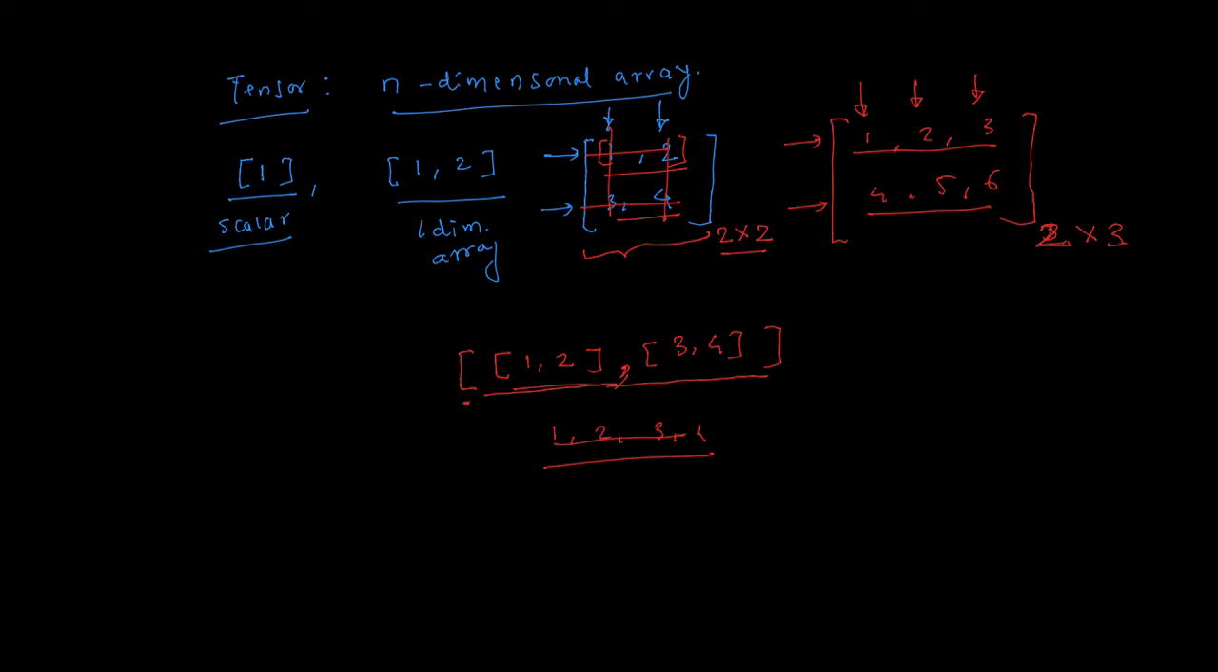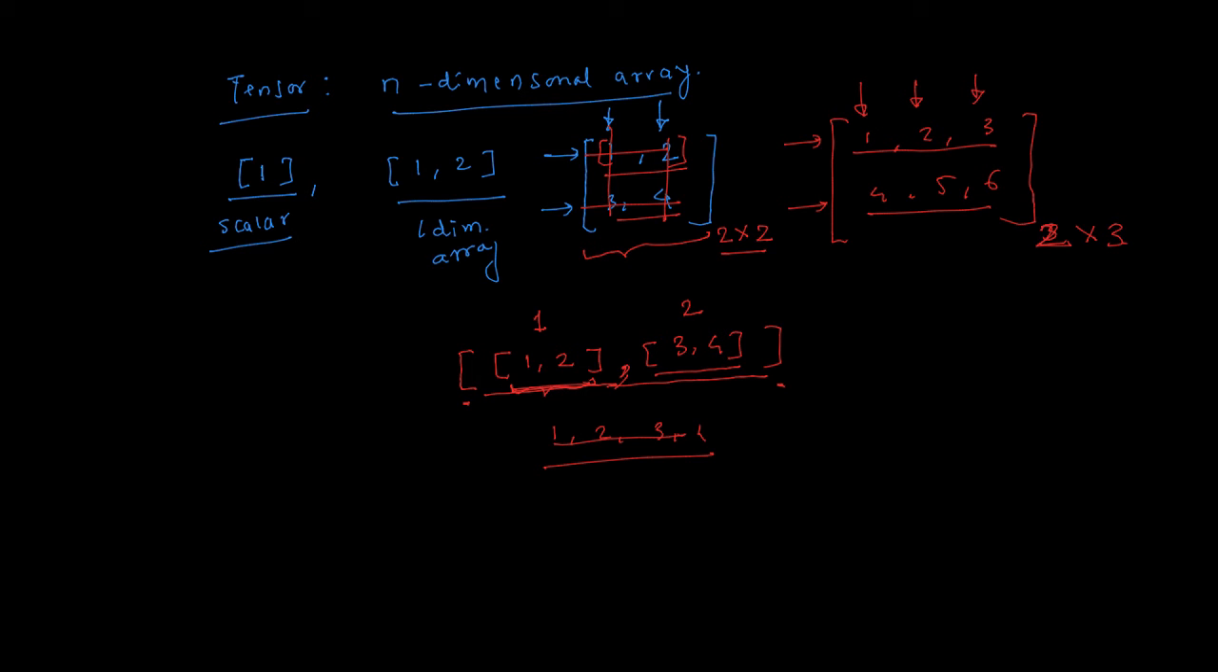Why am I calling it a two-dimensional array? Because a two-dimensional array contains one-dimensional arrays as elements. The first element of this 2D array is a one-dimensional array, the first one-dimensional array. This is the second one-dimensional array. So a 2D array contains one-dimensional arrays as elements, right?